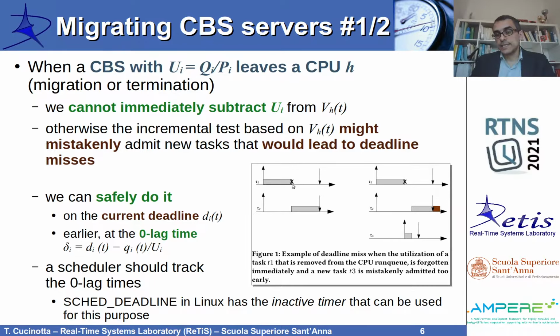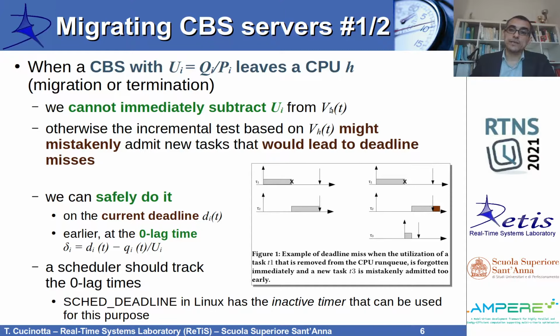So tau1 is scheduled before tau2 by EDF. When tau1 terminates, or at this point in the picture is migrated or leaves the CPU, if we immediately subtract its 0.5 utilization, then we would risk admitting a new task like tau3, as shown in the picture. It's quite clear that, whatever the parameters of tau3, if tau3 has a deadline earlier than the deadlines of tau1 and tau2, then tau2 will miss its own deadline.